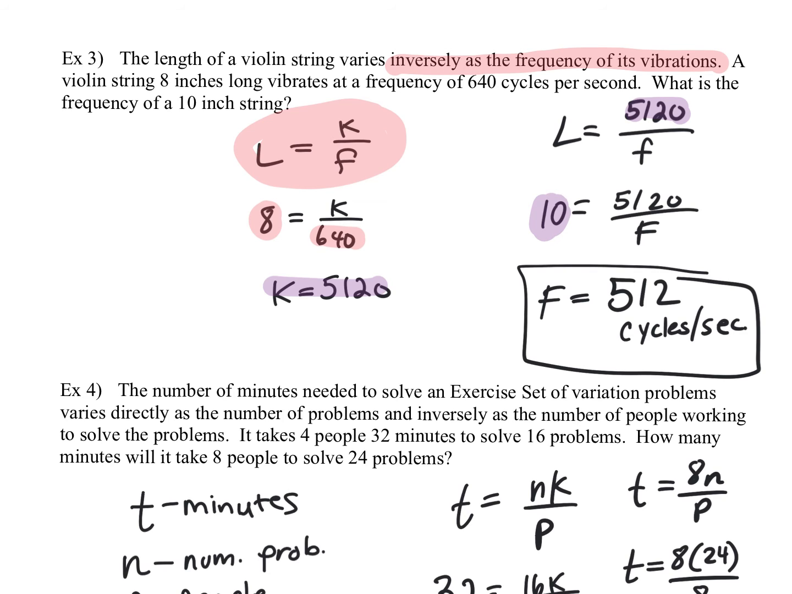Again, just to repeat myself here, we're going to set up a variation equation. We're going to use the information given to find k, and then we're going to use our new information involving k to solve the equation at hand.